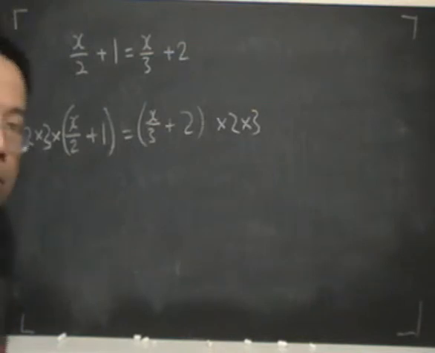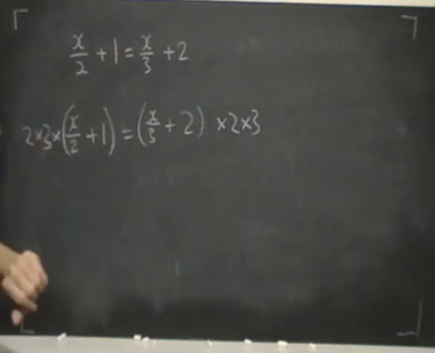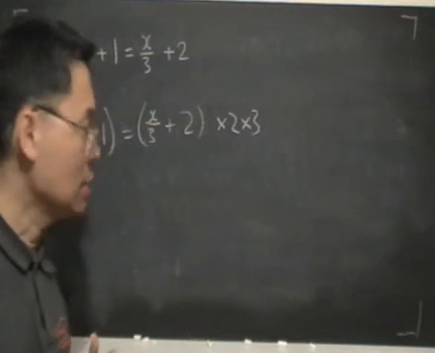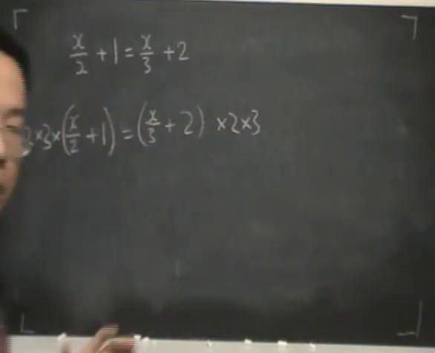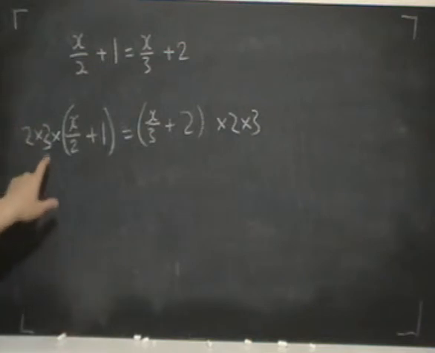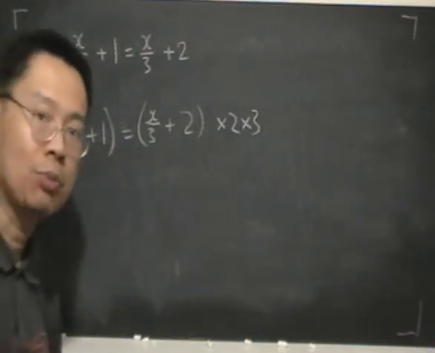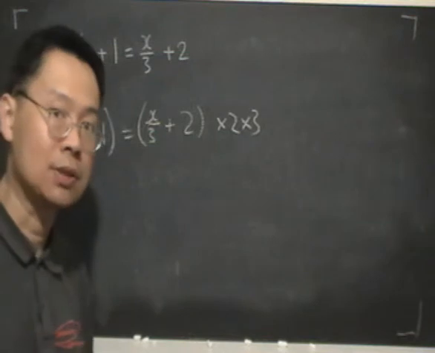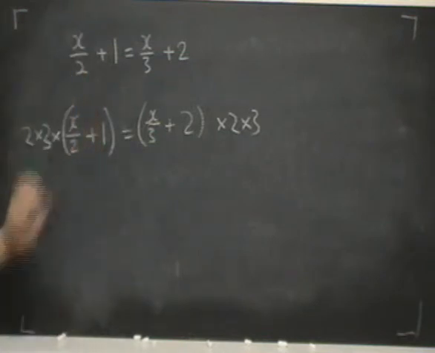So let's simplify this expression. Now I have 2 times 3 times this bracket. We know what to do when we have a bracket. We have to remove it, and when we remove the bracket, we have to multiply the number outside the bracket by each term in the bracket. So the number outside the bracket is really 2 times 3, which is 6. Right, 2 times 3 is 6.